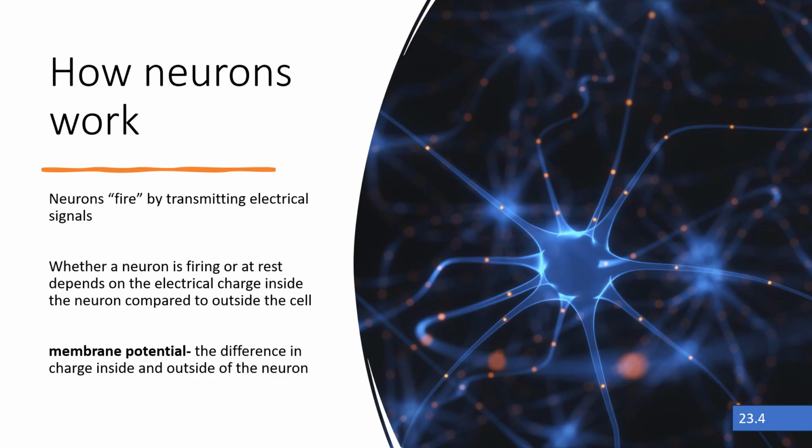Whether a neuron is firing or at rest depends on the electrical charge inside the cell compared to the charge outside the cell. This difference in charge inside and outside the cell is known as a membrane potential. Again, that electrical signal, that charge, is created by concentration gradients of charged particles.